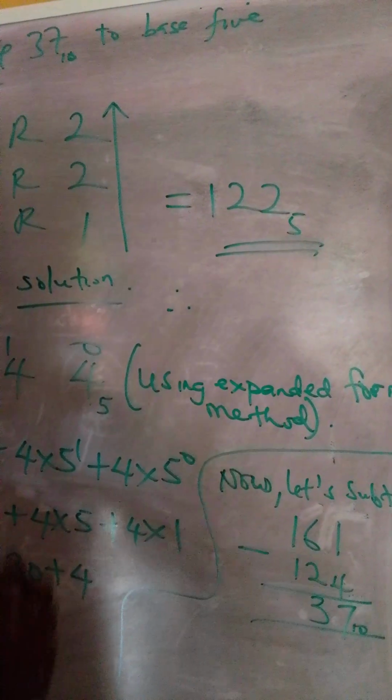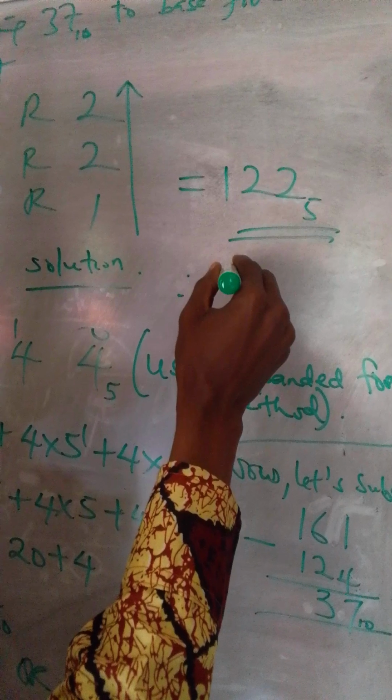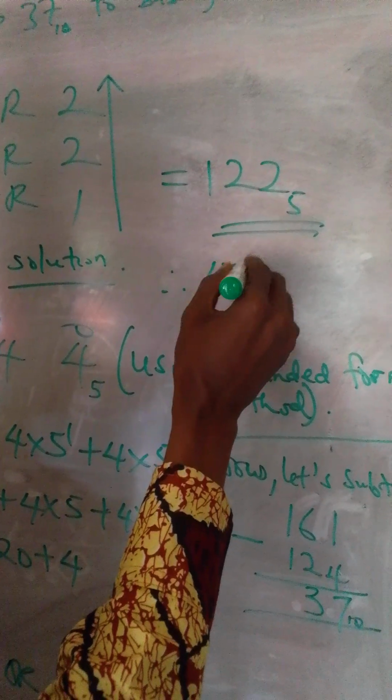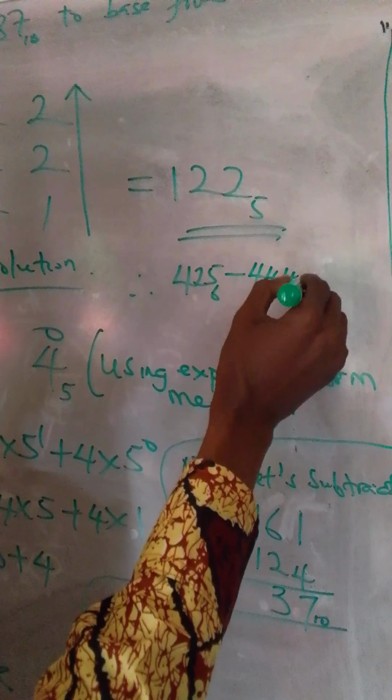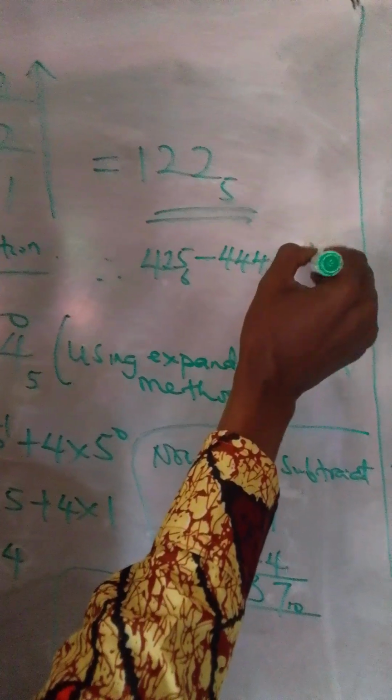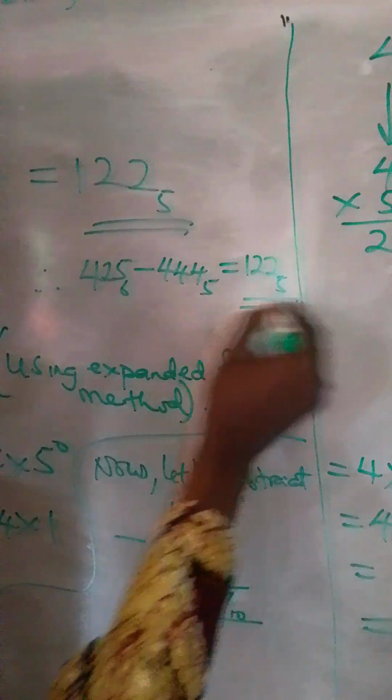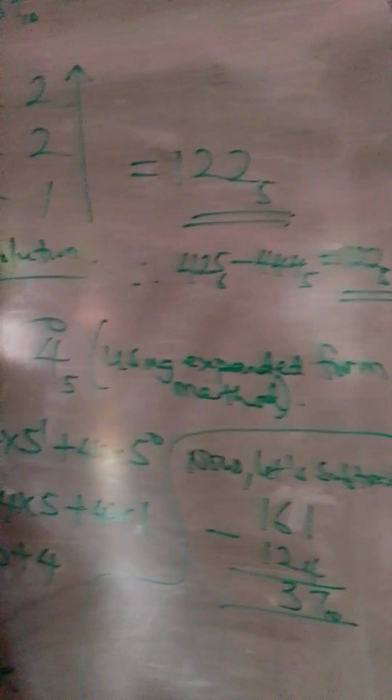Therefore, 4, 2, 5 in base 6 minus 4, 4, 4 in base 5 is equal to 1, 2, 2 in base 5. And that is our final answer.